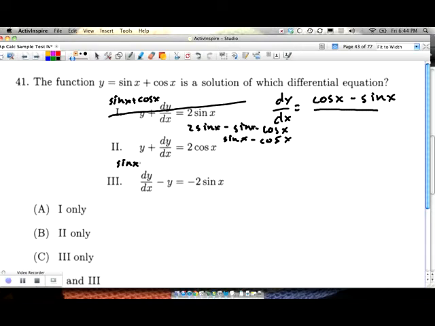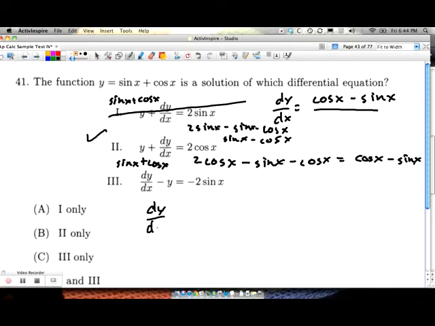Y plus dy dx equals 2 cosine x. That would be sine x plus cosine x. Then we move it over to the other side, so it's going to be 2 cosine x. If we move these over, it's going to be minus sine x minus cosine x. Does that work? Maybe. Let's see. Cosine x minus cosine x is going to be cosine x. And then negative sine x. Hey, that does work. So 2 works.